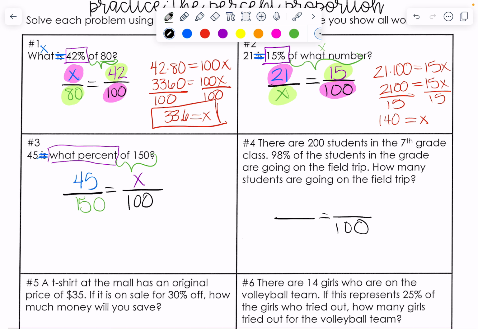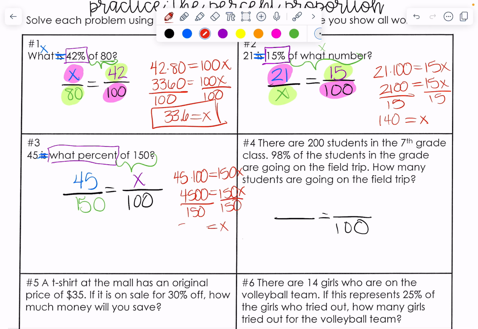From here, you could solve it using cross products. You could also do some simplifying with that 45 over 150. But when you solve this one, 4,500 is going to equal 150 times x. So I can divide by 150.